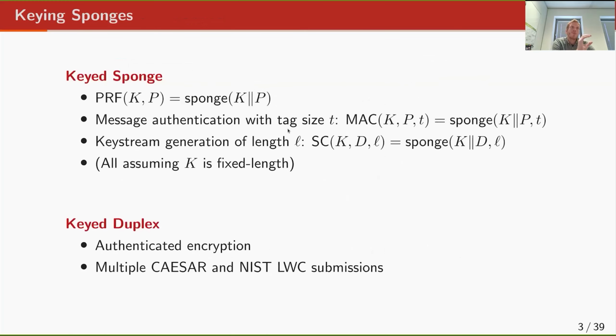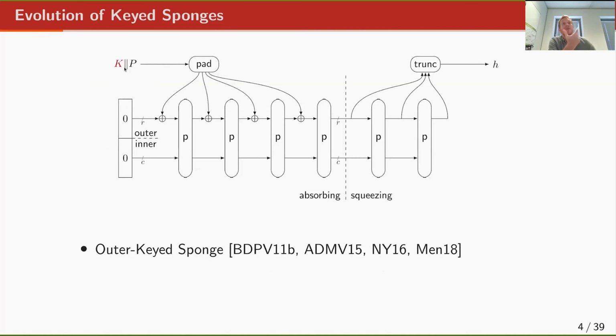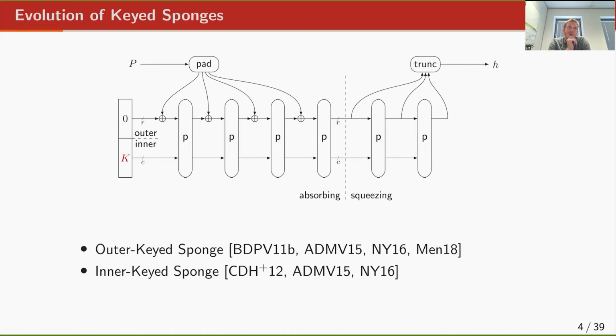If you go back to the example we saw, where we just concatenate the key and the plain text, this is what we nowadays call the outer keyed sponge. So you have the key, you have the plain text, you concatenate them, you absorb, and you get your output H. There have been various works that analyze this result. At some point, there was an interesting observation where you just put the key in the inner part, which is what we now call the inner keyed sponge. And there was a very nice proof technique inside of this, which I will not talk about in this presentation.